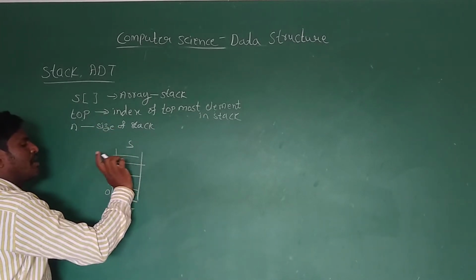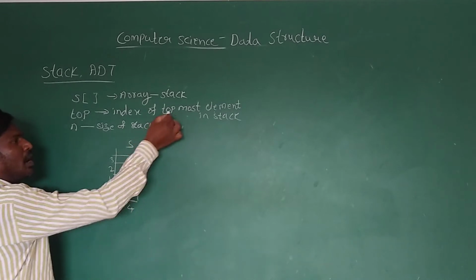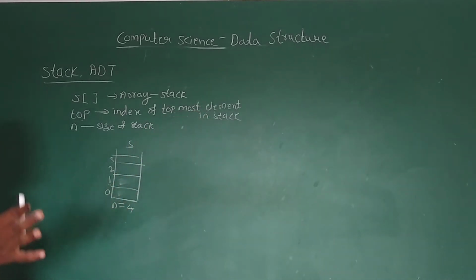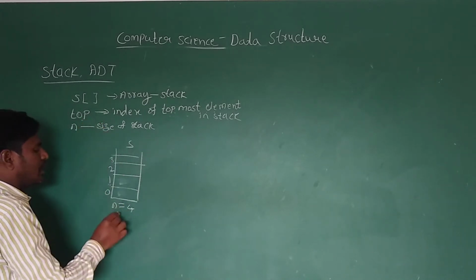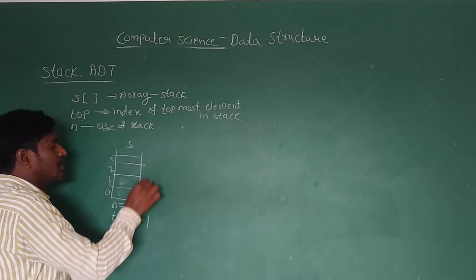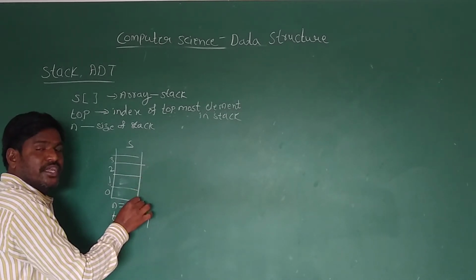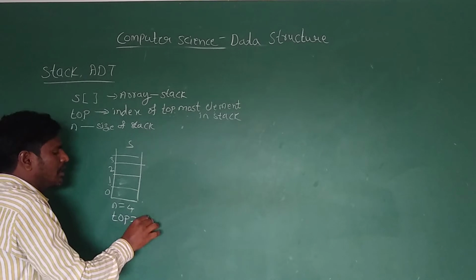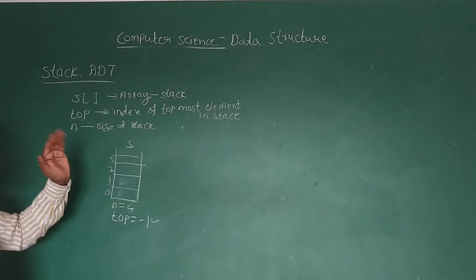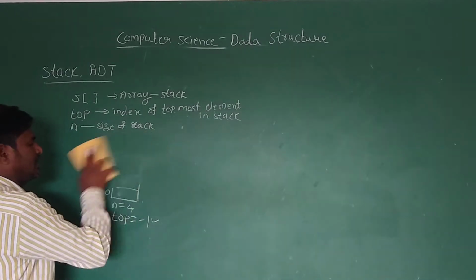When there are no elements in the stack, what is the topmost element in the stack? There is no element in the stack. At that time, the top value is minus 1. That means there are no elements in the stack. If the stack is empty, the top value is minus 1. So these three properties are maintained in a stack ADT. Properties means these are the three variables we need to declare in a stack class.